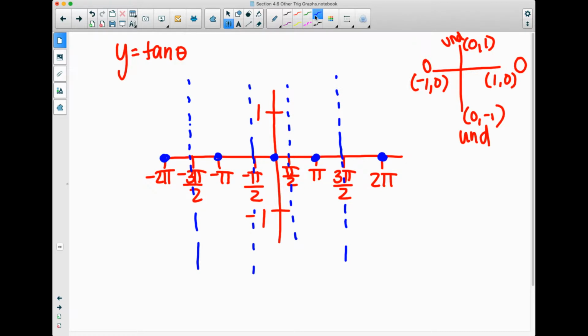Very, very mathematical here. In between here, 0 to pi over 2, what quadrant is that in? Our first quadrant. Isn't everything positive in the first quadrant? Sine, cosine, tangent, all the things? So I want to make sure that I'm in the positives over there. That tells me exactly how I'm going to draw my little, whoops, went past the asymptote there.